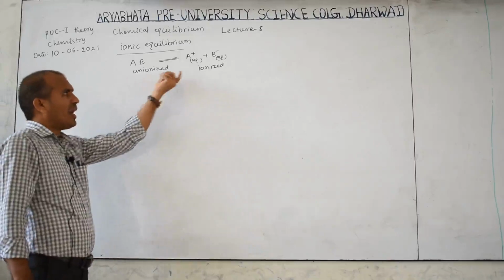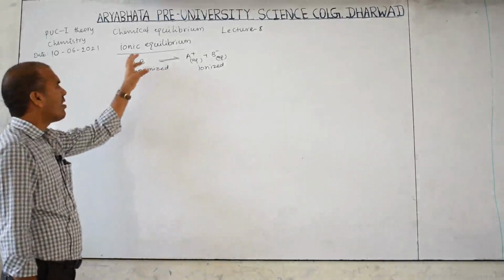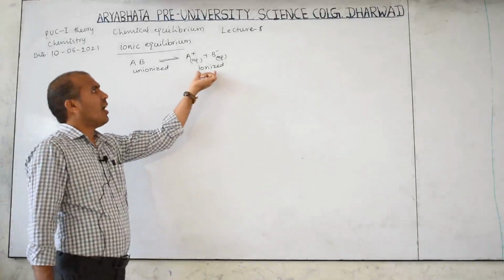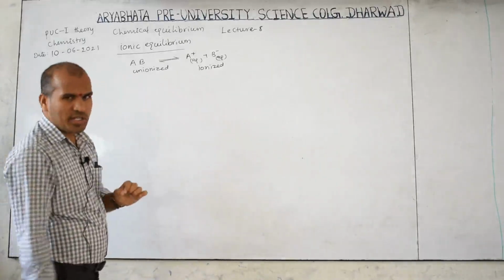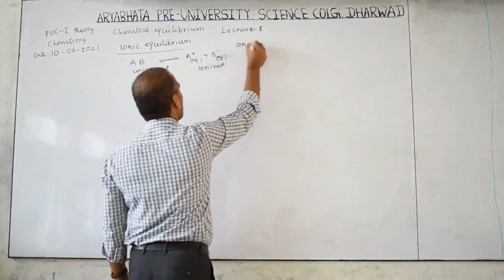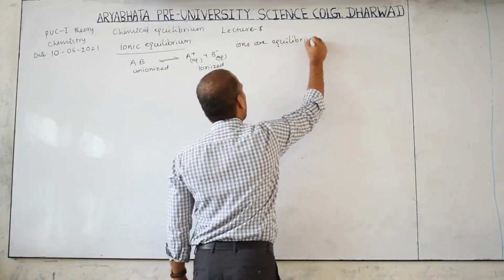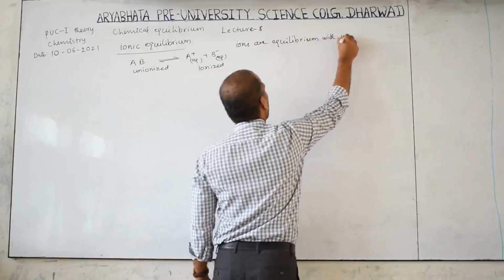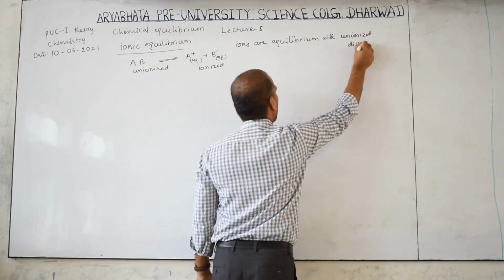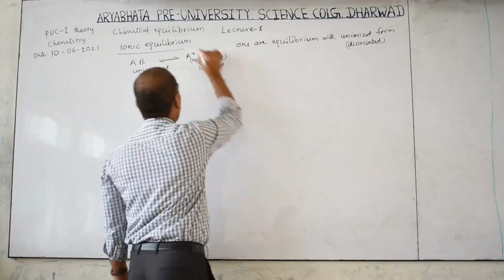Okay, so ions in equilibrium with unionized form, that is called ionic equilibrium. So once again I am telling what the ionic equilibrium is. These ions are in equilibrium with the undissociated or unionized form. Ions are in equilibrium with unionized or dissociated form is called ionic equilibrium.